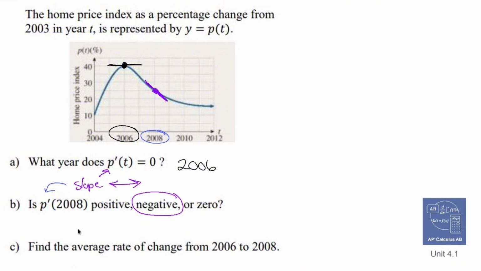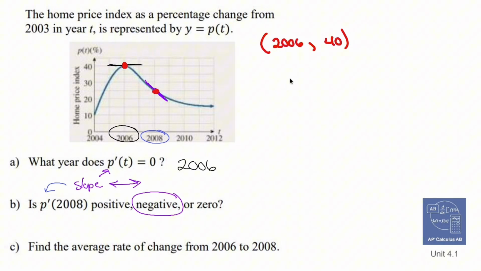Now part C is asking us to find the average rate of change from 2006 to 2008. So I'm going to look at those 2 points, 2006 and 2008. 2006 is right there. That's the point (2006, 40).